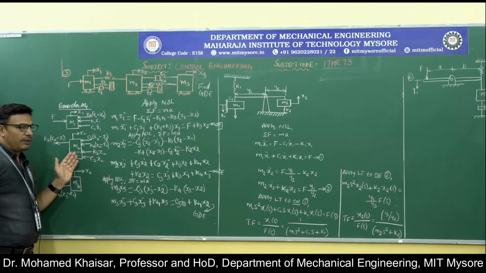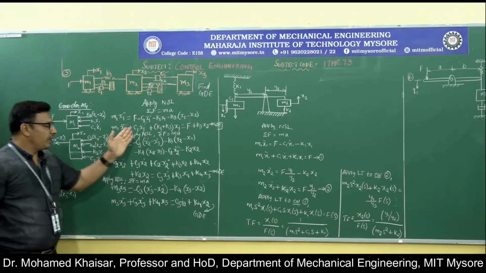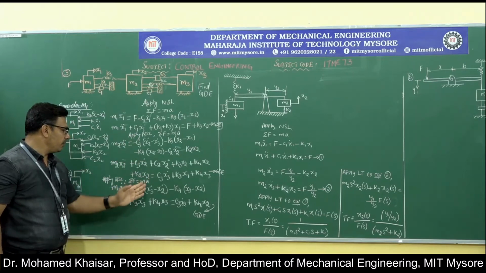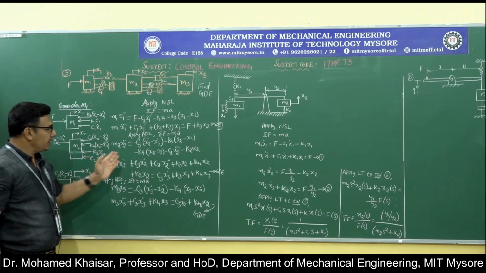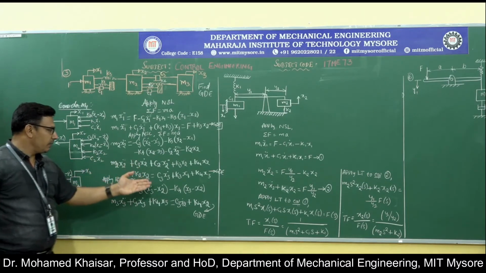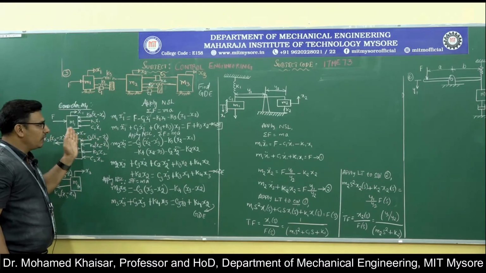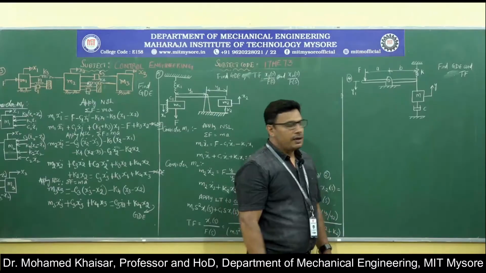Likewise, we have written the functional block diagram for mass m2 as well as mass m3. We have applied Newton's second law for both the masses independently, and then we have derived the governing differential equation independently for each of the masses, that is m1, m2 as well as m3.